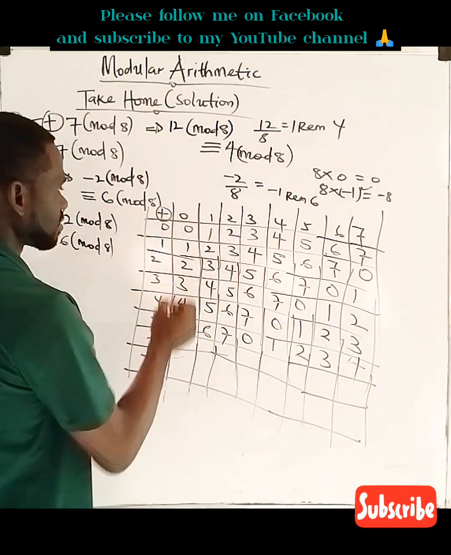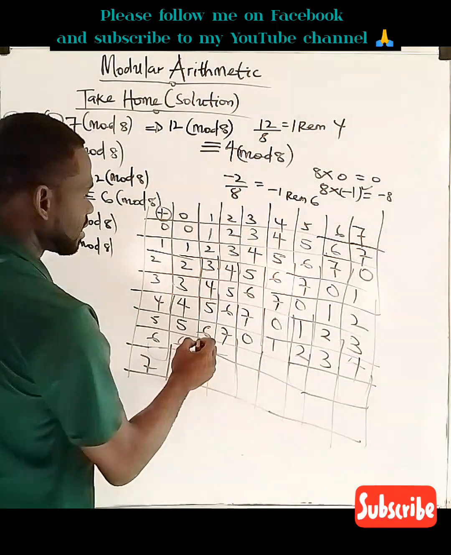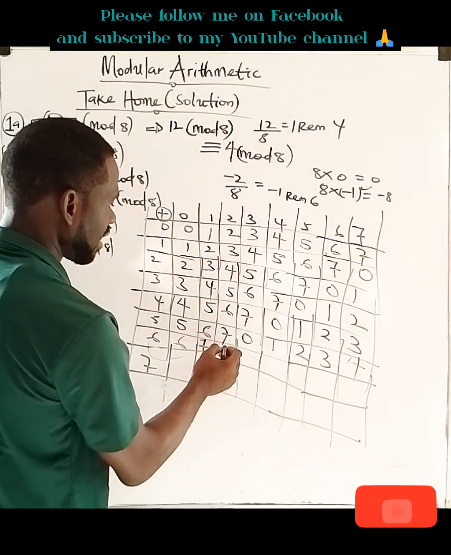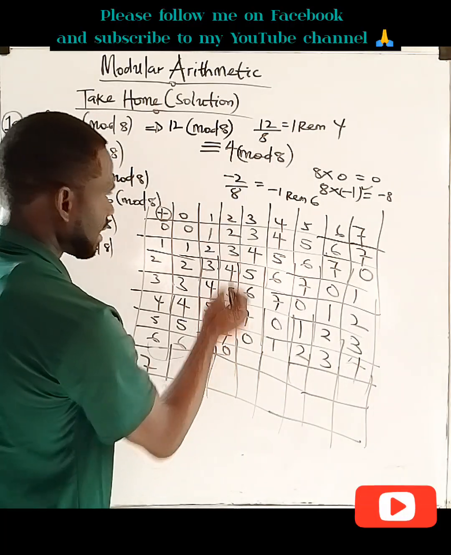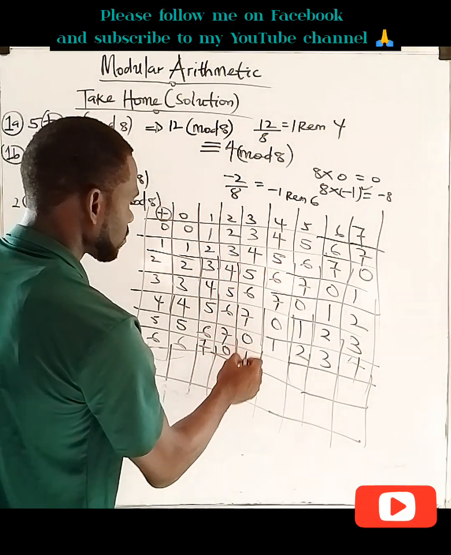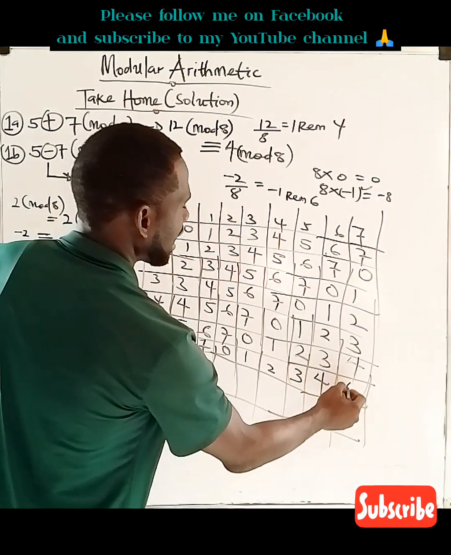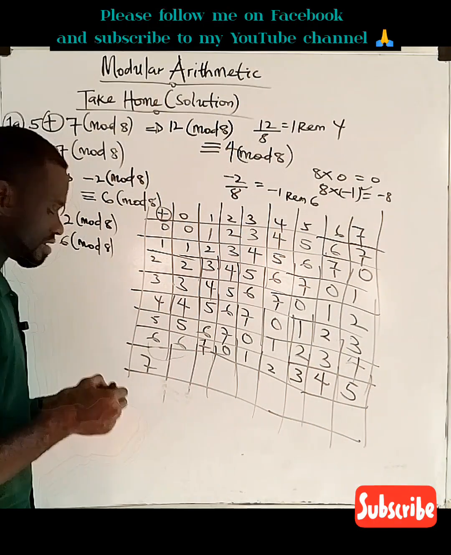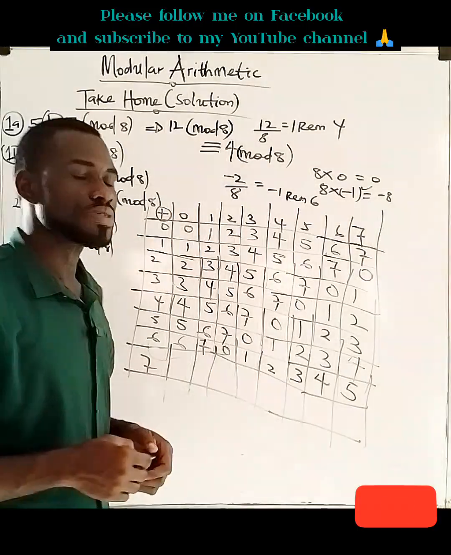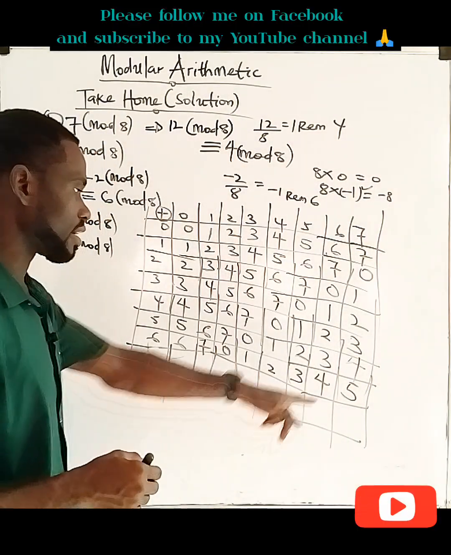So the next, 6. 6 plus 0 is 6, 6 plus 1 is 7, 6 plus 2 is 8, we write our 0. Then 6 plus 3 is 9, we write 1, 2, 3, 4, and 5. As simple as that. 6 plus 7 is 13. 8 and 13 is 1, remainder 5. So write the remainder down.